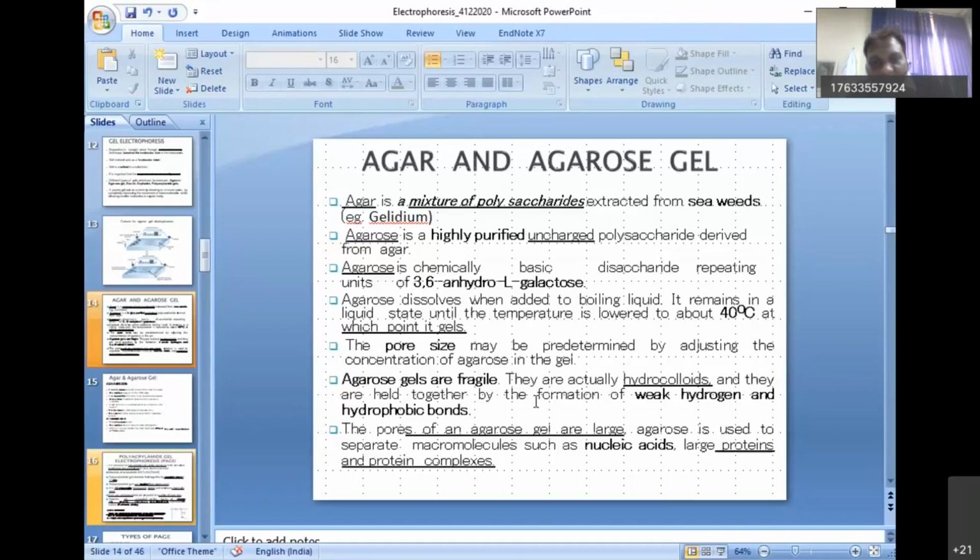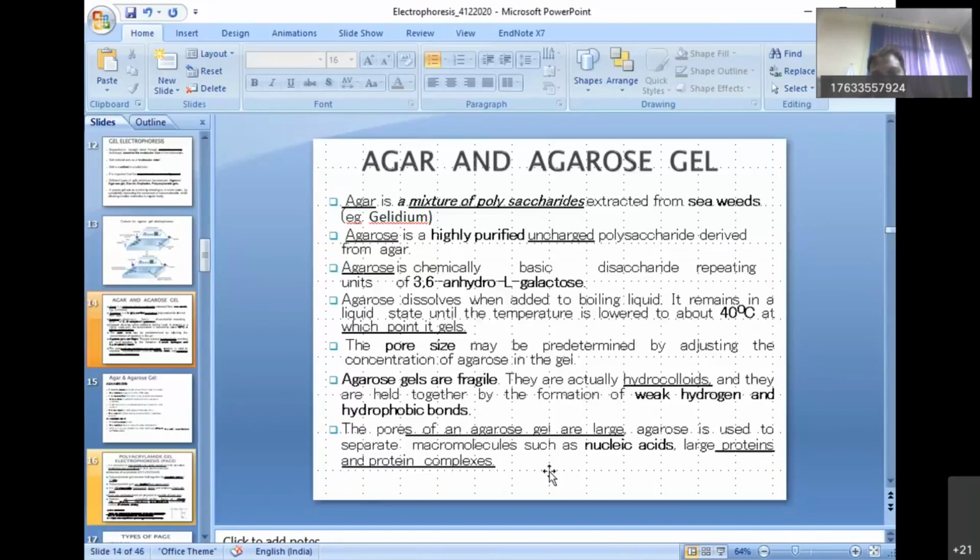So what I'm saying, if your fragment is in a higher range, your concentration should be less. So the pore size is decided by the concentration of agarose gel. Agarose basically decides the pore size of the gel. Agarose gel is very fragile basically, and they are actually hydrocolloids, and they are held together by the formation of weak hydrogen bonds and hydrophobic bonds.